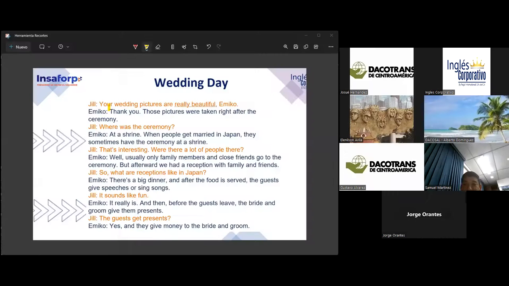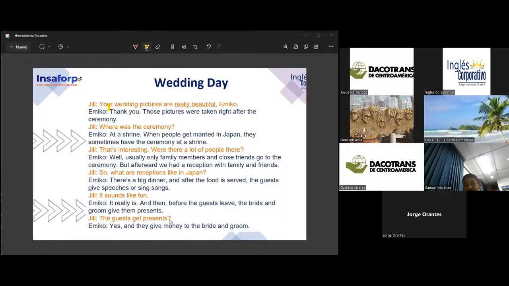Like right after the ceremony. Where was the ceremony? At a shrine. When people get married in Japan, they sometimes have the ceremony at a shrine. That's interesting. Were there a lot of people there? Usually only family members and close friends go to the ceremony. But afterward, we have a reception with family and friends.